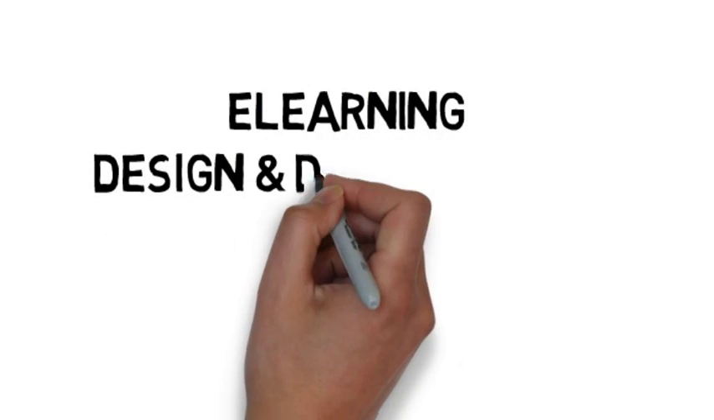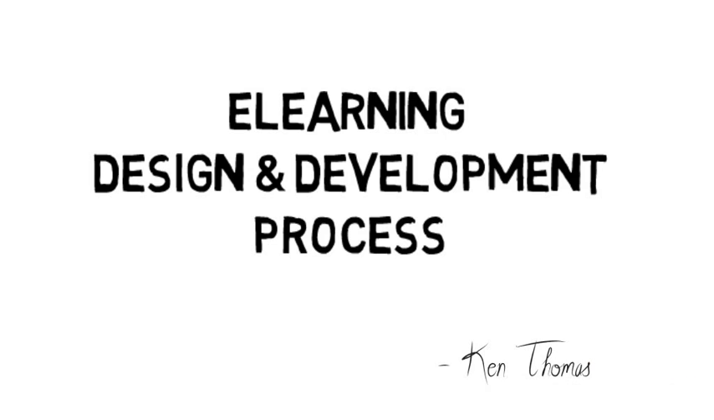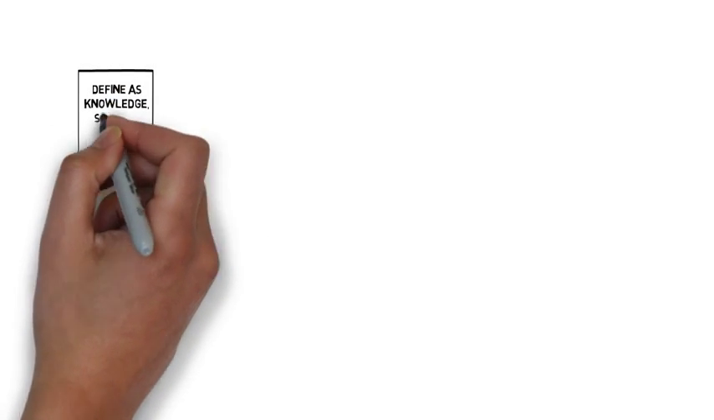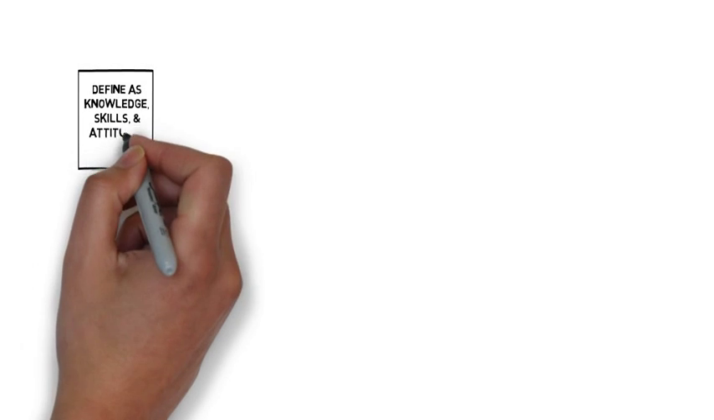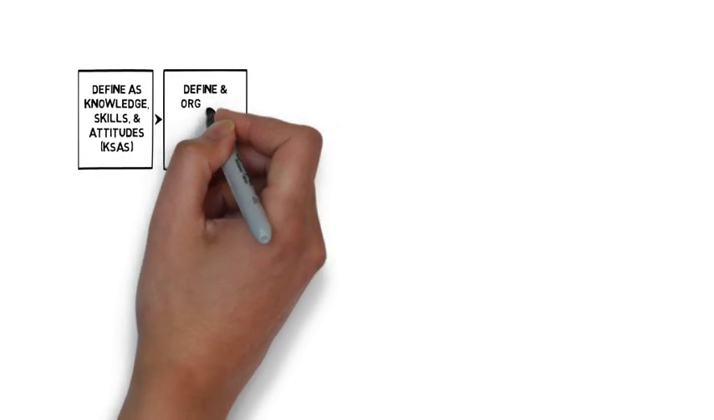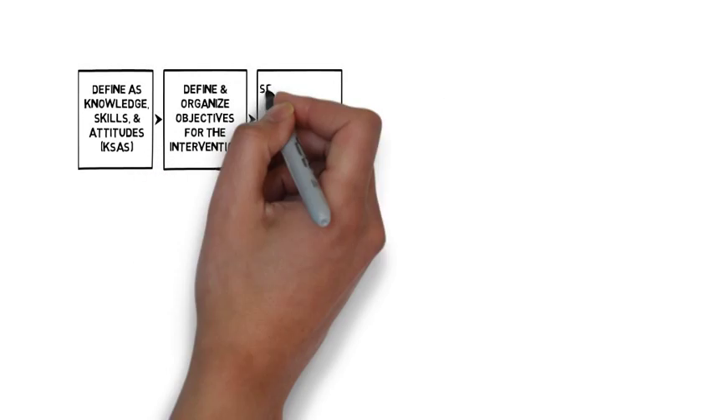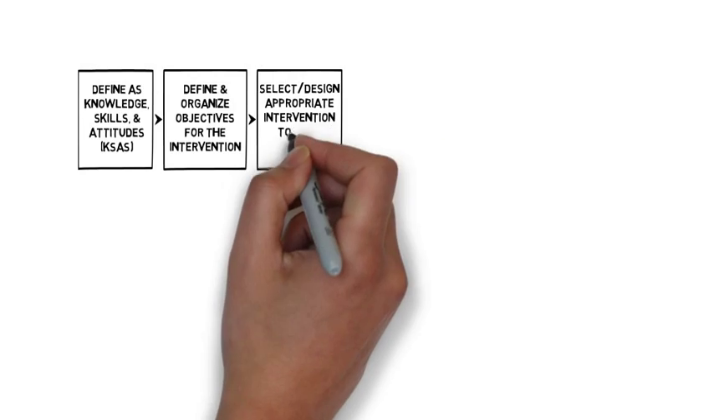Let's talk about the e-learning design and development process. Once you've determined the ideal on-the-job performance, you will define that as knowledge, skills, and attitudes, or KSAs. You'll define these and organize them as objectives for the intervention. Next, you'll select and design an appropriate intervention to meet those objectives.